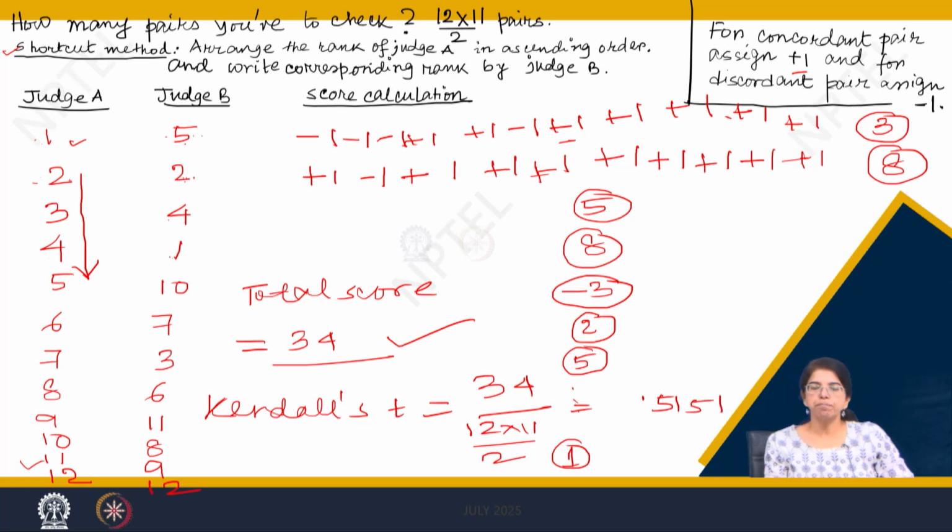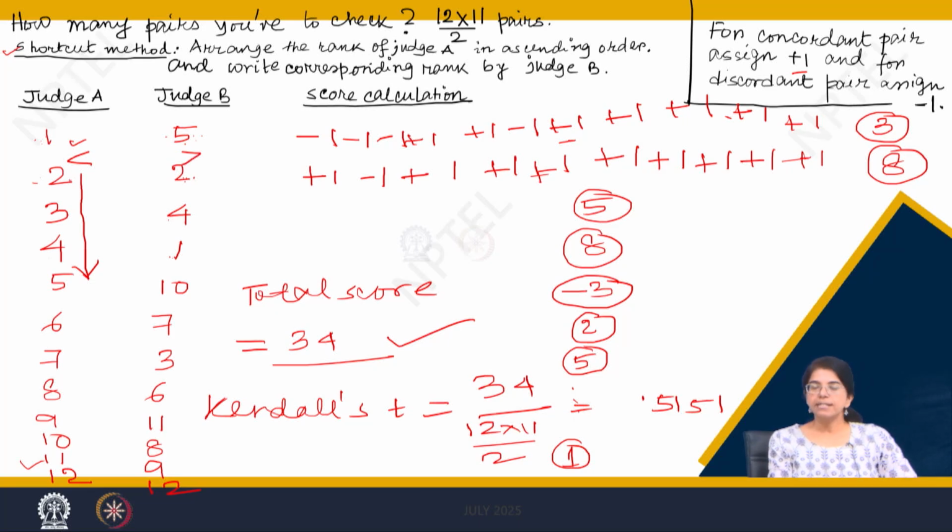So although I have skipped a few calculations here, I hope that you understand the pattern of the calculations. So what is the pattern? Once again, you have to calculate the score for each ranking, comparing the other pairs. 1 is smaller than 2. Does it imply 5 is smaller than 2? No. So if it is less than, then we will be assigning 1. But what you can see, it is bigger than, so minus 1.